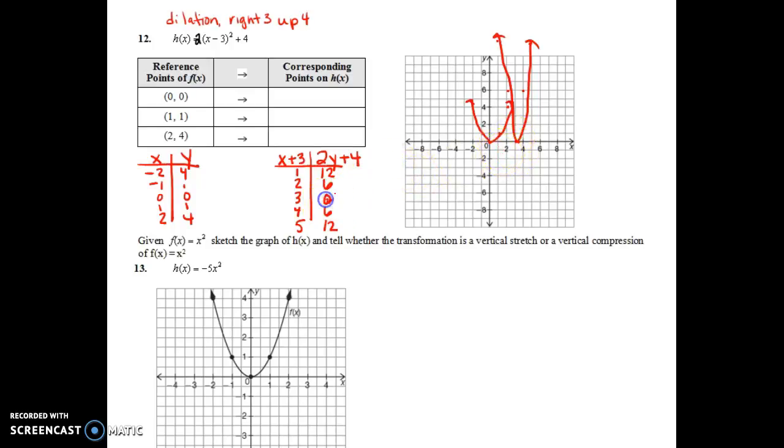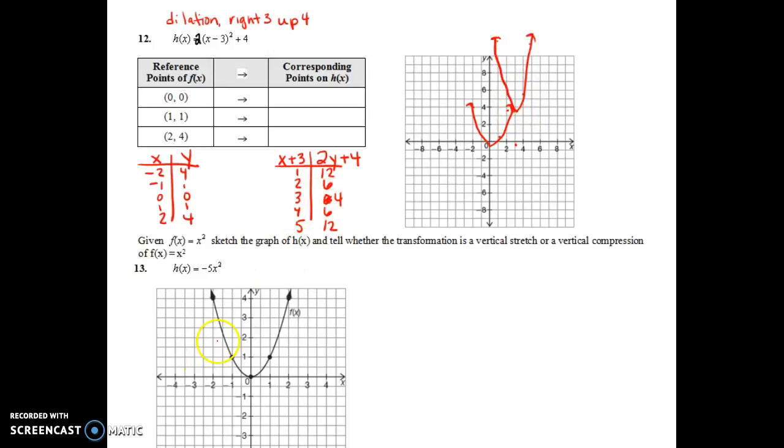Oops, this should be a 4. That's why it looks funny. 3, 4. I had a point there. So it looks like this. Still vertically stretched and shifted up.